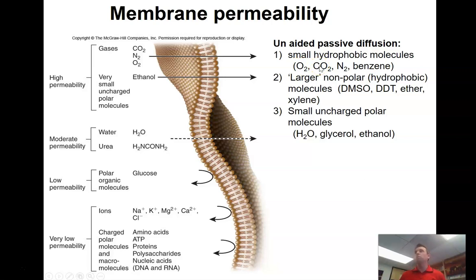That's actually really important, because if oxygen and carbon dioxide needed help to get through our cell membrane, it would be a lot harder for our cells to obtain the oxygen and get rid of the carbon dioxide that they need for cell respiration.